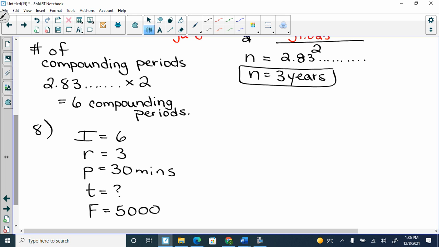So here we do our final, which is 5,000, our initial, which is 6, our R, which is 3, our T, which we don't know, our P, which is 30. Look, our variable's in the exponent. What are we going to do? Convert to a log every freaking time. Divide. But first we have to divide.